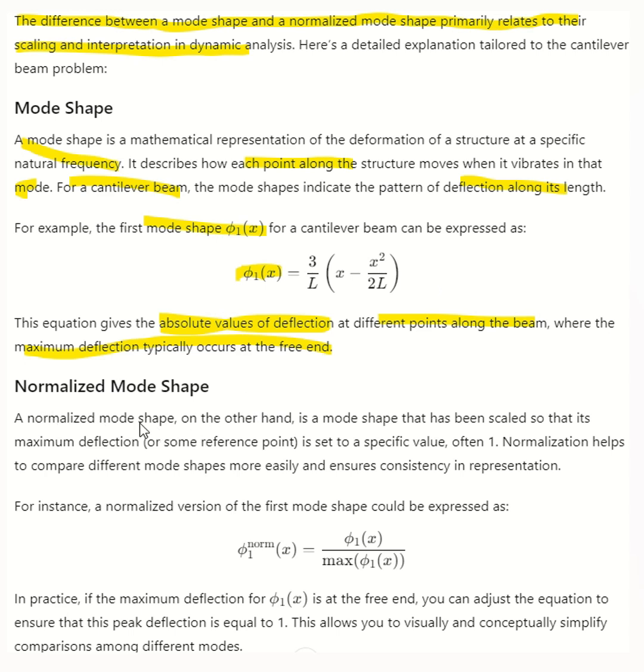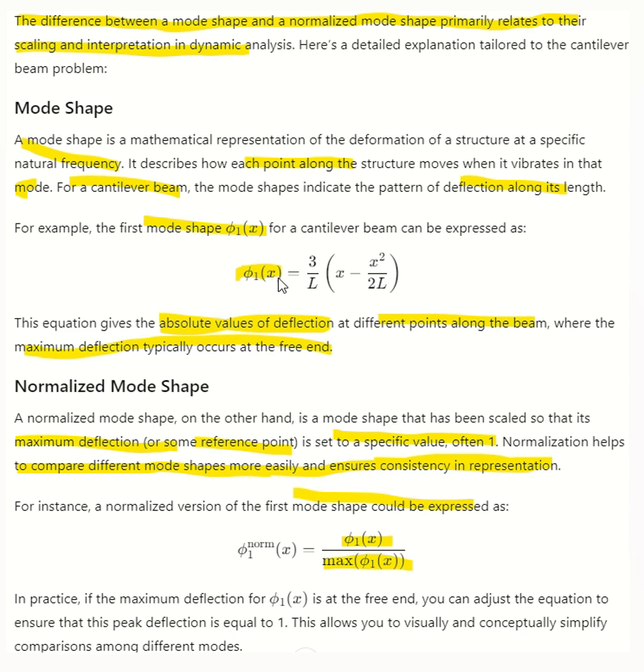But a normalized mode shape, on the other hand, is a mode shape that has been scaled so that its maximum deflection or some reference point is set to a specific value, often 1. Normalization helps to compare different mode shapes more easily and ensures consistency in representation. For instance, the normalized version of the first mode shape could be phi 1 of x divided by max of phi 1 of x. I will explain this a little more clearly.